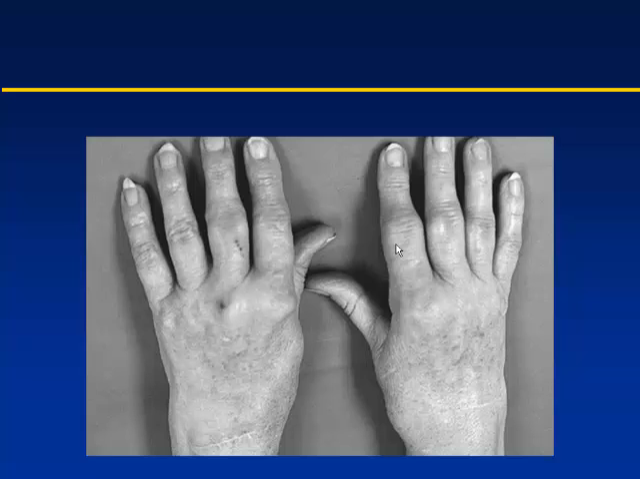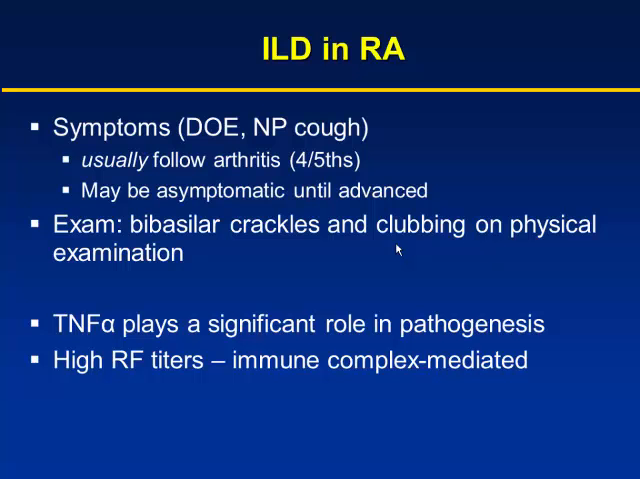Sometimes they may come in, they have arthritis, have been diagnosed with osteoarthritis, and it turns out it's RA, for instance. So interstitial lung disease in RA, those patients present with exertional dyspnea. Very often they have a non-productive cough. And usually it does follow the arthritis, but in 1/5 of the patients, they may come with interstitial lung disease first, so that makes it a little more challenging. And they may be asymptomatic until it's advanced because of the insidious nature of it.